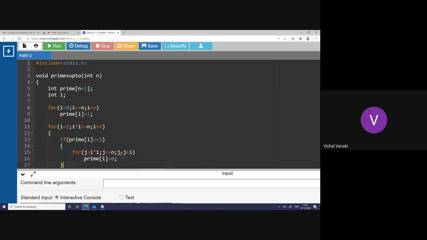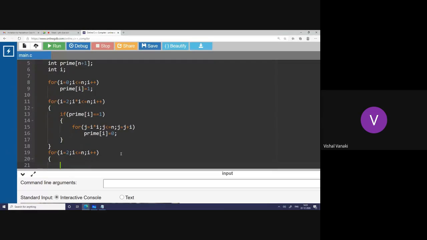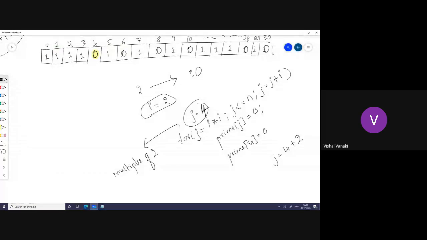Once you come out of this loop, you can print all the prime numbers here. For I is equal to 2, I less than or equal to n, I plus plus. So which numbers will become prime here? Initially I have removed multiples of 2. Now let's take I is equal to 3. When I is equal to 3, I will make these numbers 0. Multiples of 3 I will make 0.